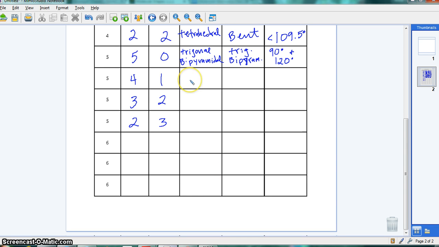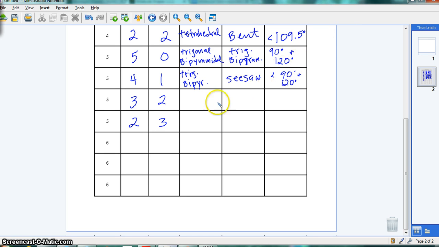So let's fill in what we have here. Electron domain geometry is still trigonal bipyramidal. And now our molecular geometry is seesaw. And our bond angles will be slightly less than 90 and 120 degrees. Just like before, those bond angles are going to squeeze in just a little bit.